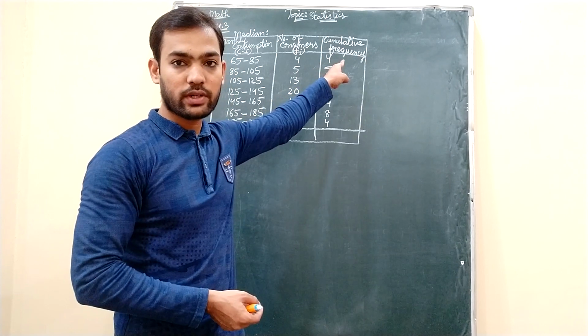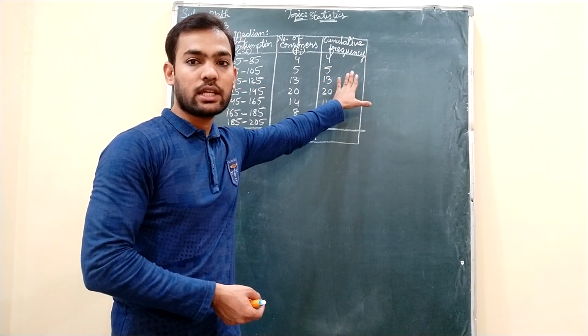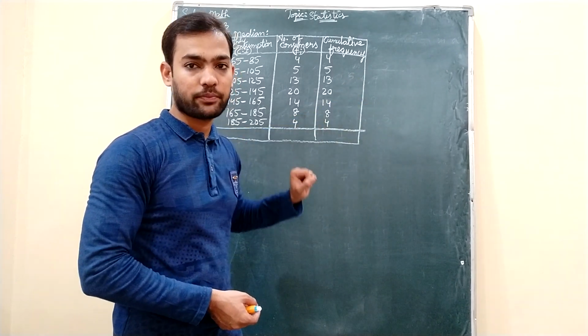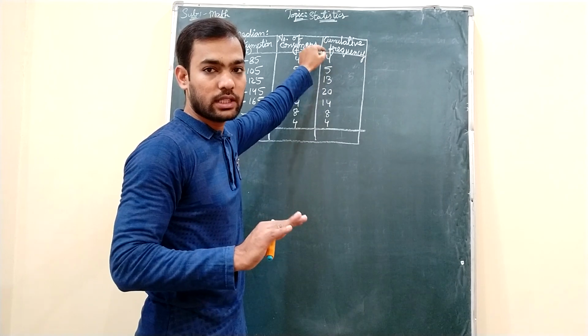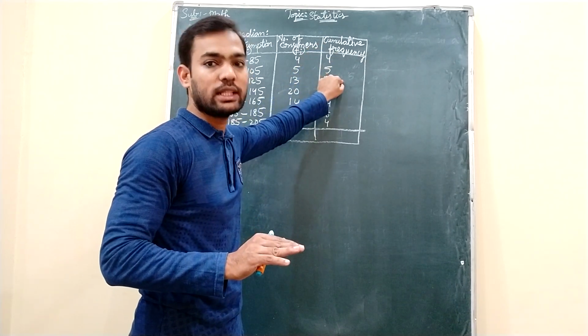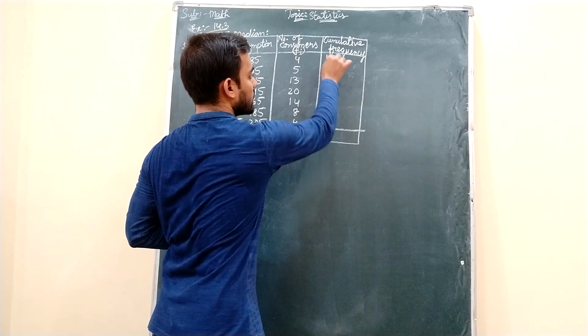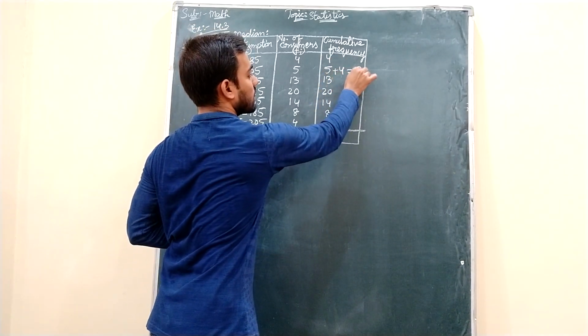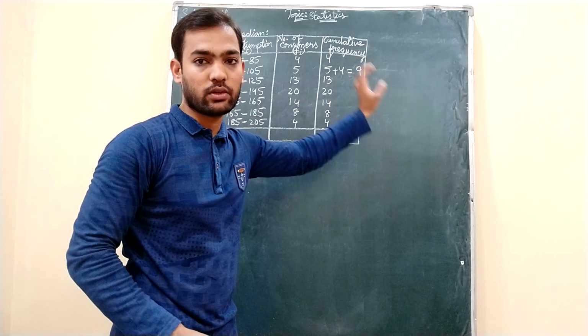Now this is cumulative frequency. As we are doing median, it will be of less than type, so we will start from the top. This 4 you should not disturb. This 4 you need to add to the next frequency value. So 5 plus 4 is 9. These are your cumulative frequency values.